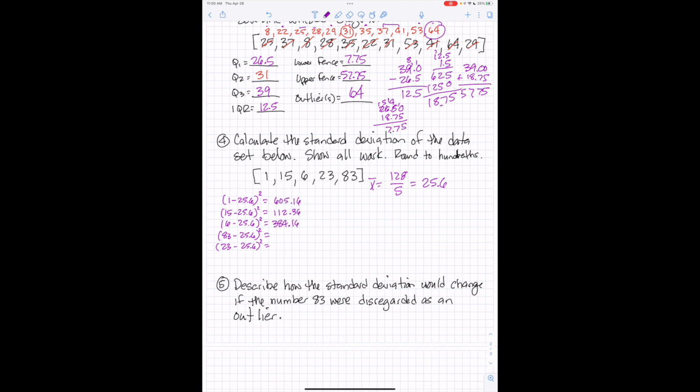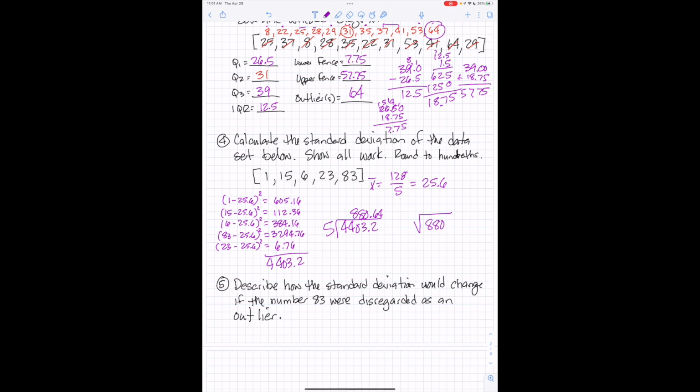And that equals 4,403.2. All right. And we take that number and we divide it by the number of elements we had, which is 5. So 4,403.2 divided by 5 equals 880.64. And then we take the square root of that number.